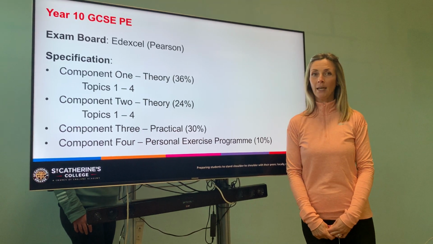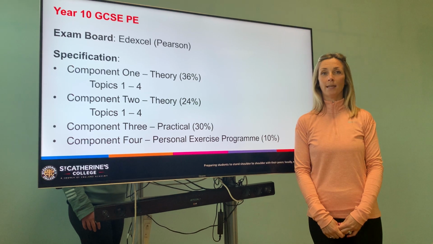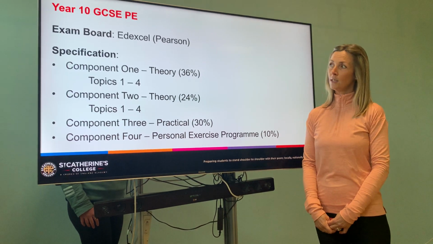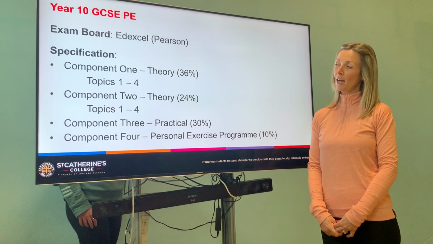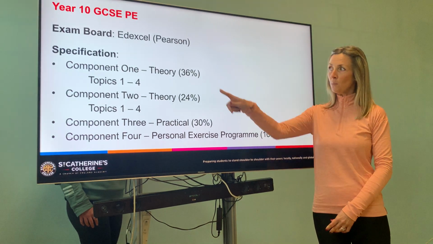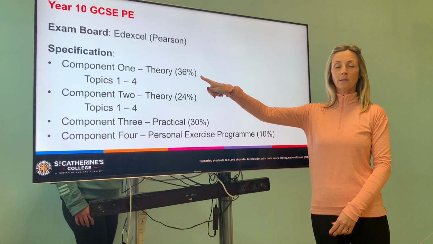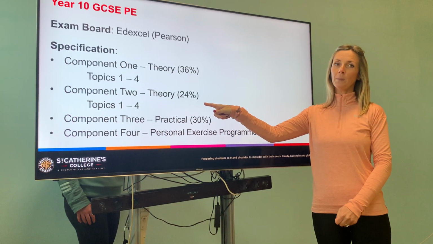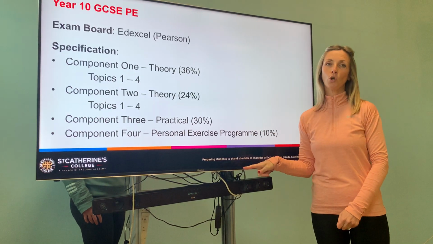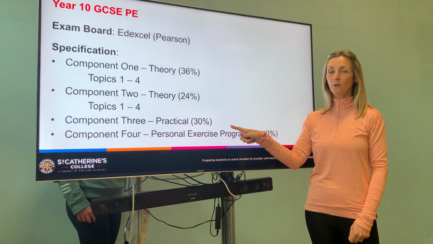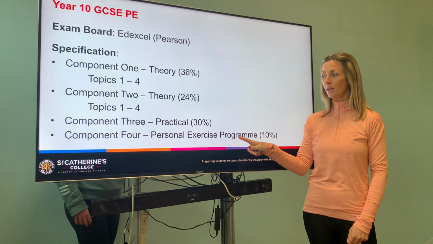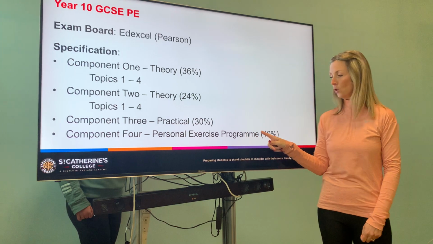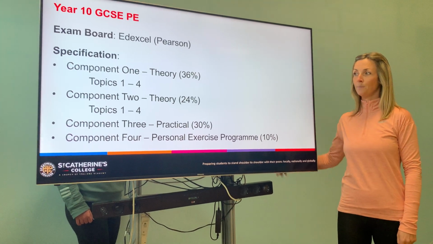The GCSE PE is an exam board called Edexcel or Pearson. We are studying a specification that only has 4 components. Component 1 is a theory-based component with 36%, 2 is theory-based with 24%, each of those have 4 topics within them. Then we have component 3, which is worth 30%, and a final component, number 4, which is worth 10%.